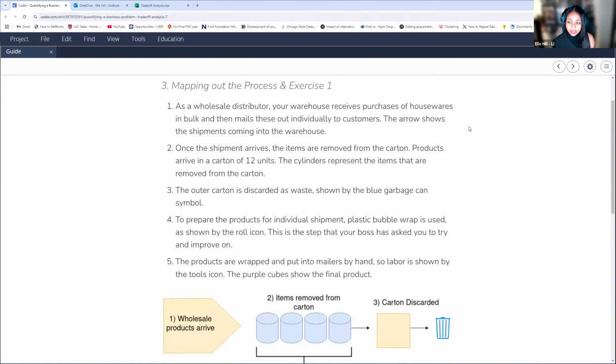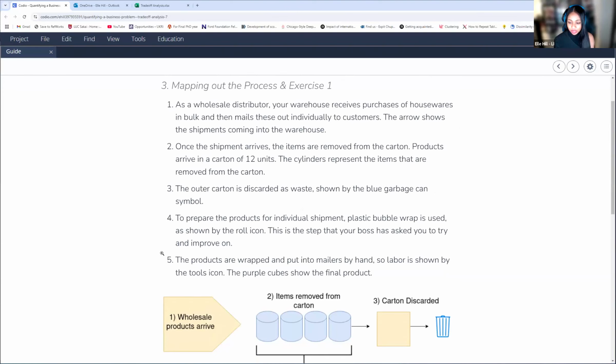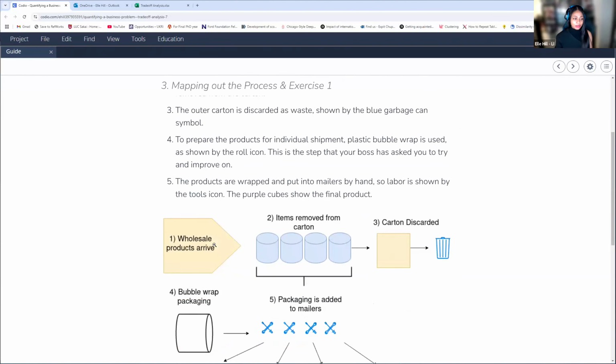As a wholesale distributor, your warehouse receives purchases of housewares in bulk and then mails these out individually to customers. So we have a diagram here. This is number one, which means we're receiving these packages. Our packages are coming in, we're receiving the boxes with the packages.